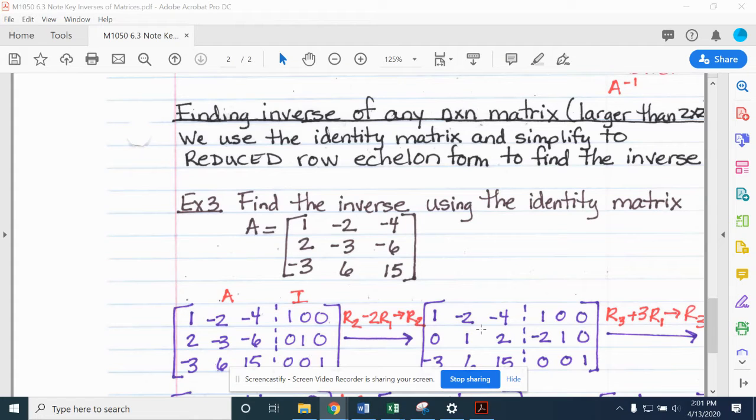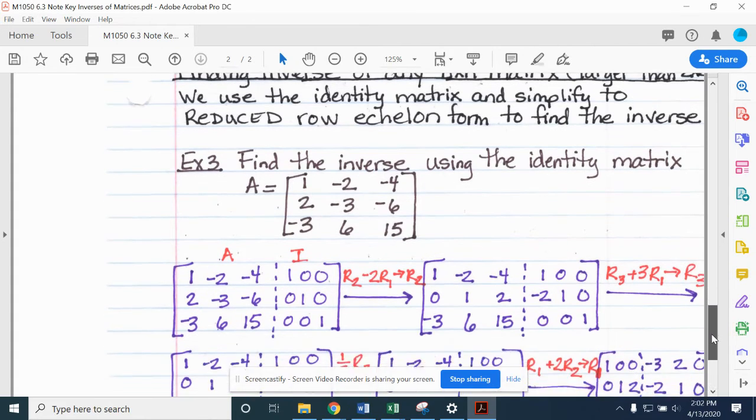All right, guys, let's look at this again. We're looking at finding the inverse, using the identity matrix, of a matrix that's larger than 2 by 2. So I chose a 3 by 3. And how we find that is we're using the identity and simplifying it to reduced row echelon form to find its inverse. So let's look down and see how that works.